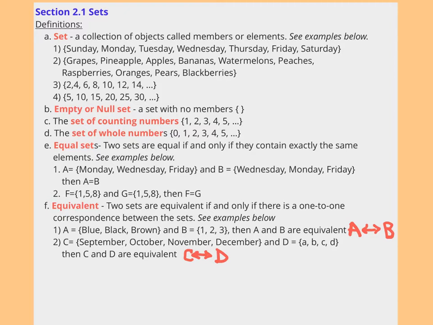So in example 1, we can see that we have the set of the days of the week, Sunday through Saturday. In example 2, we just have a set of fruit. In example 3, we're looking at positive even numbers. And in set 4, we're looking at multiples of 5, positive multiples of 5.